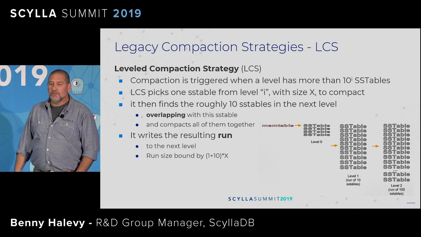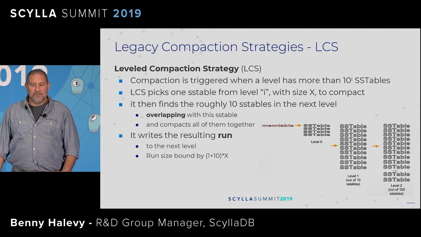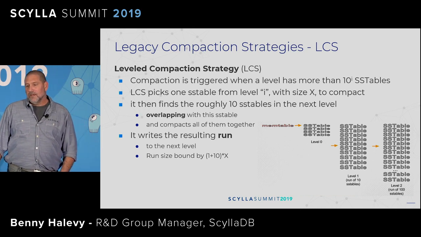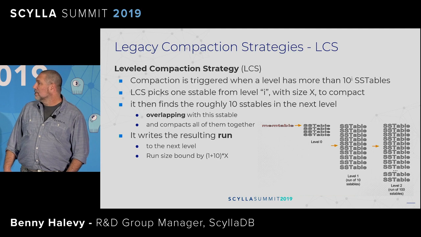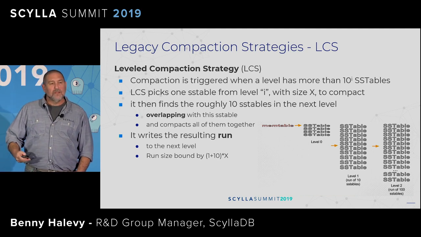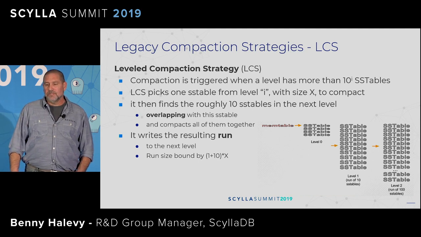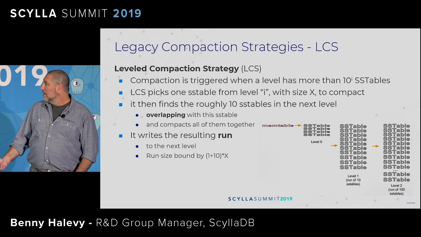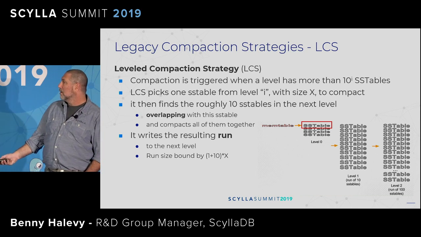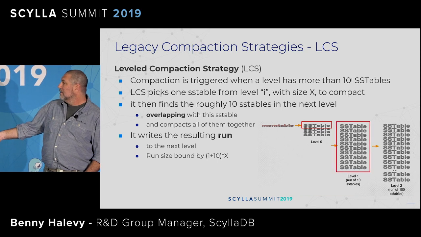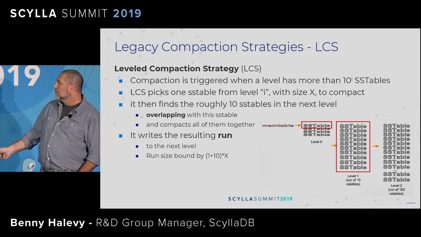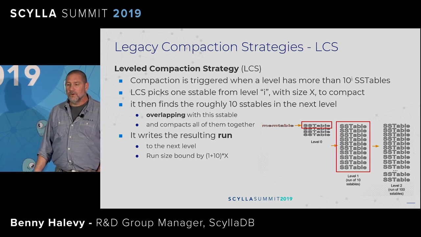Another legacy compaction strategy is LCS, which is a leveled compaction strategy coming from LevelDB. In LCS, compaction is triggered when a level grows and has more than 10 to the i SSTables. It picks this extra SSTable from one of the levels and compacts it together with the SSTables in the next level, creating a new run of SSTables.